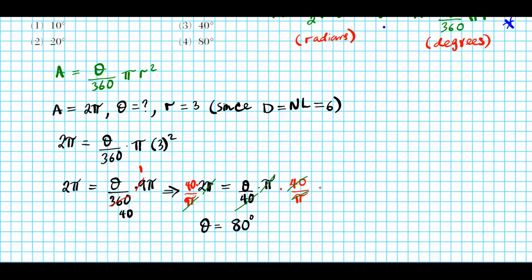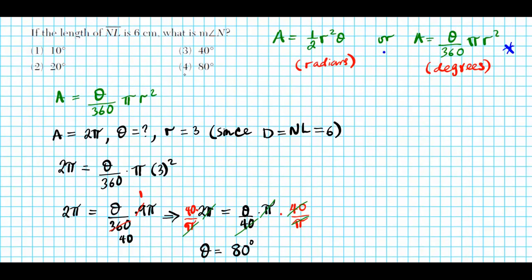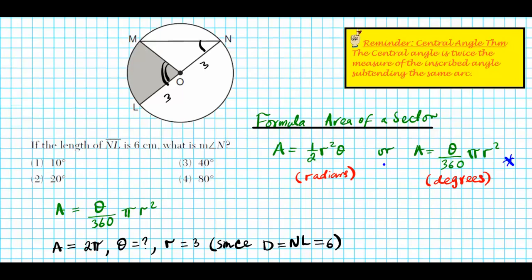So now, does that mean our answer is option number 4? Is that our correct answer? The answer is no. We weren't asked to find the central angle. We were asked to find angle N. We just found out what this is right here, 80 degrees. So you need to be careful. Make sure you're answering the question. Don't stop halfway when you see a distractor. Option number 4 is basically a nice little trap there.